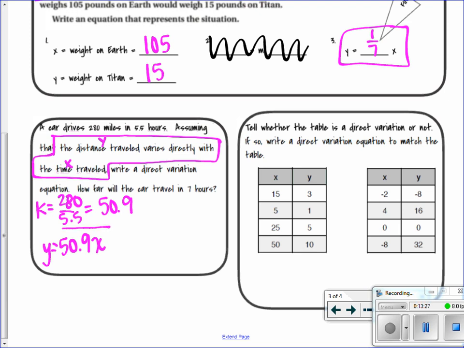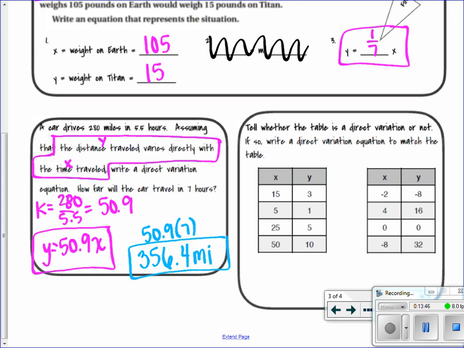And then to get your answer for the 7 hours, you would multiply that by 7, which is approximately how many miles? 355. Yeah, about 0.364. Wait, that's going to be a 0.54.